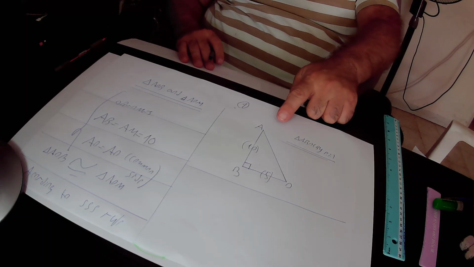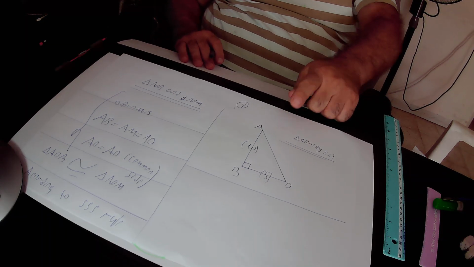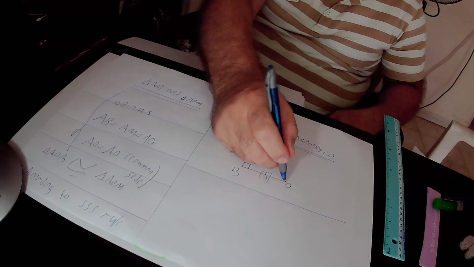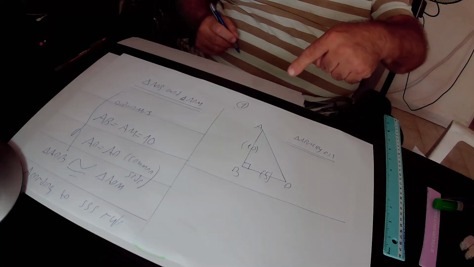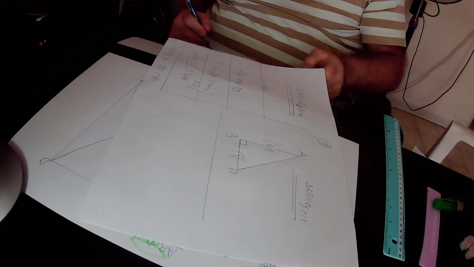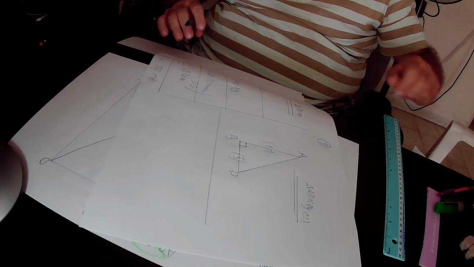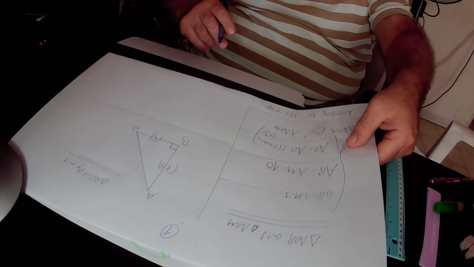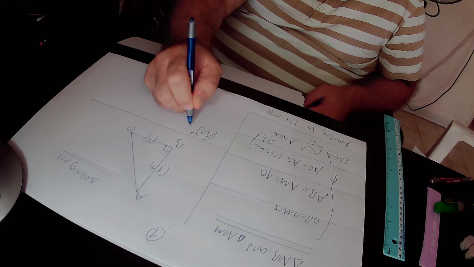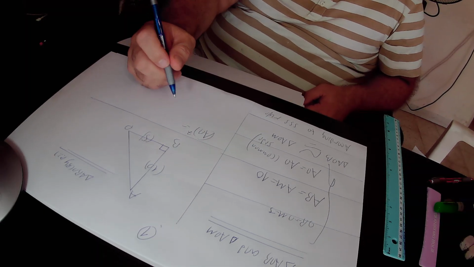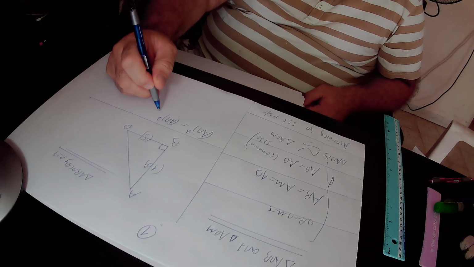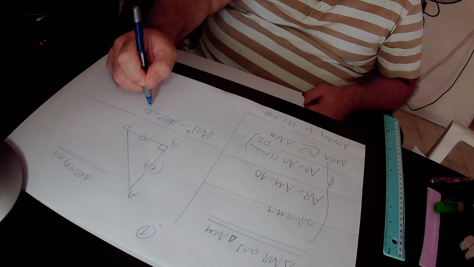So this is right triangle ABO from the original drawing. In this right triangle ABO, AO squared, that is the square of the hypotenuse, equals AB squared plus BO squared. So I write it down. AO squared, that is the square of the hypotenuse, must be equal to AB squared plus BO squared.